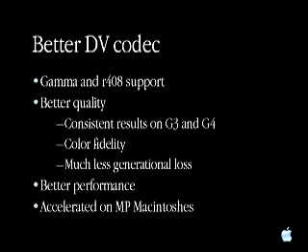We also went in and improved the quality significantly. And the main areas we wanted to achieve were consistent results between a G3 and a G4. We figured if you got a faster machine, it should look as good or the same as it would on a G3. We improved the color fidelity, and we reduced the losses when you did multi-generational rendering. So when you render a clip in an editing application, you don't want to have the rendered material look worse than the original source. We also improved the performance by both improving the code path and also making it accelerated on MP Macintoshes. So now I get to show you a little demo of this stuff working.